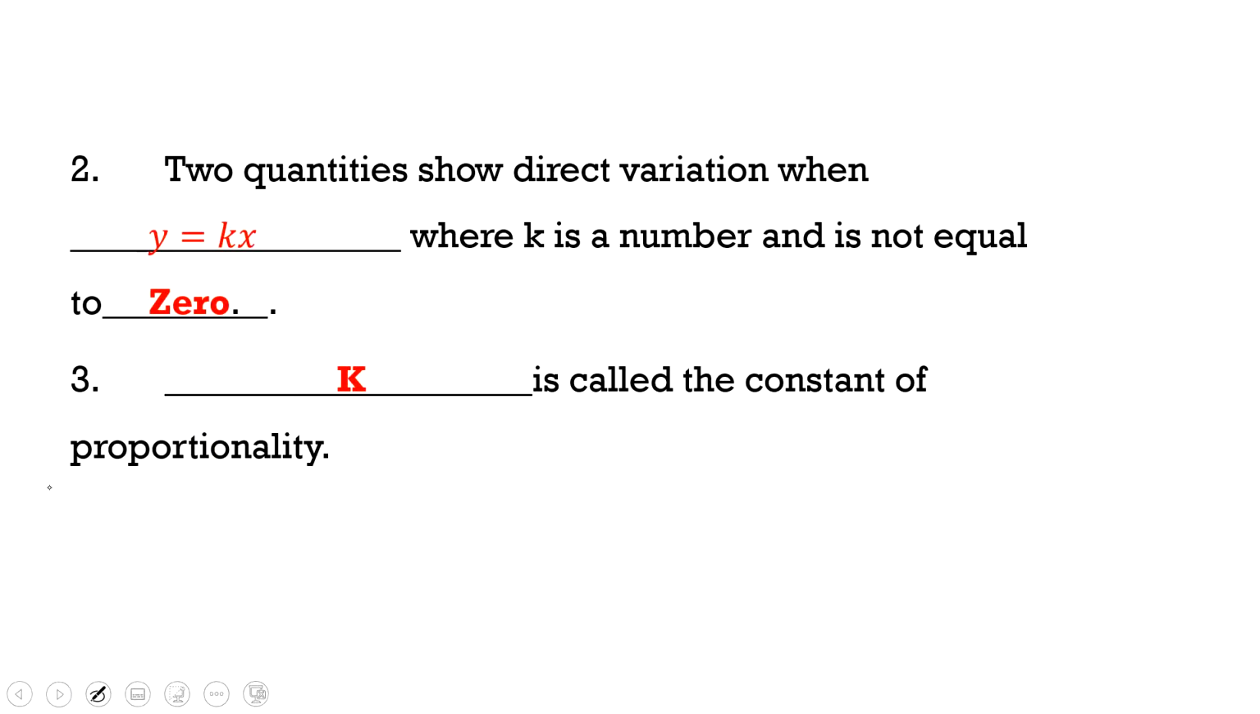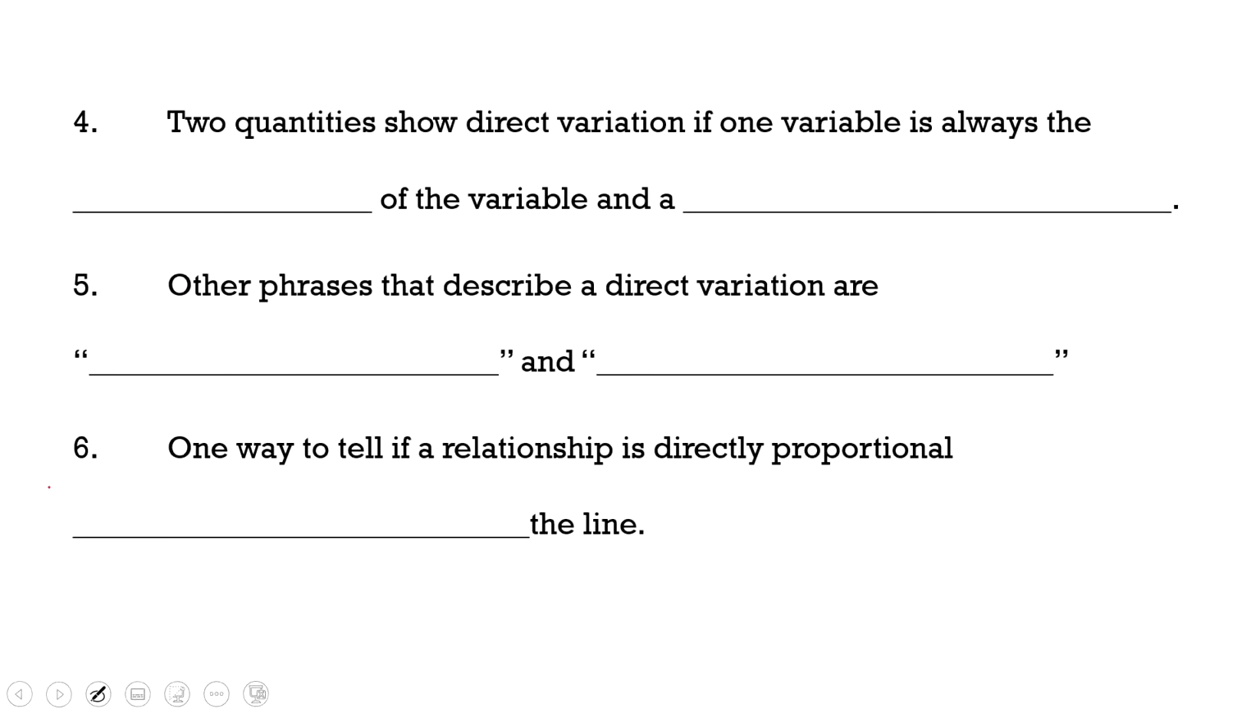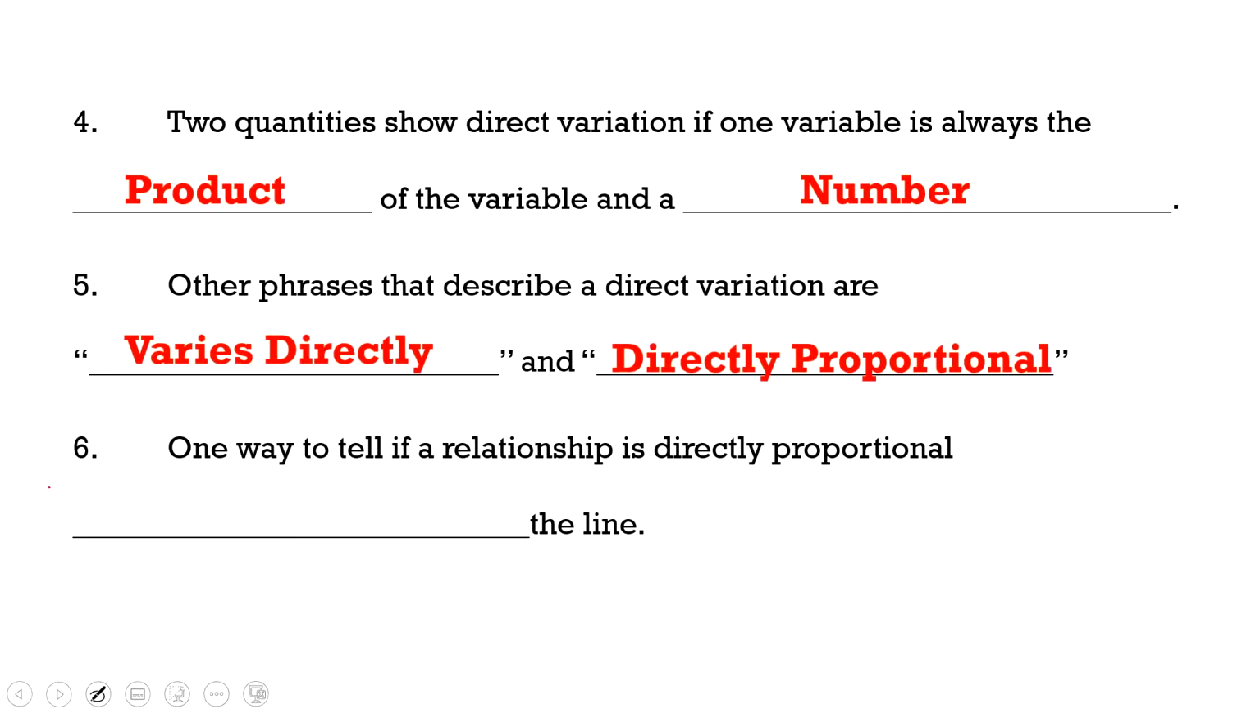We'll learn as we go through linear equations that it becomes m for the slope. Two quantities show direct variation if one variable is always the product of the other. So it's the product of the variable and a number. So $11 an hour is 11 times x, where x is our hours. Other phrases that describe direct variation we'll see are "varies directly" and "directly proportional." So a couple other ways we'll see it.